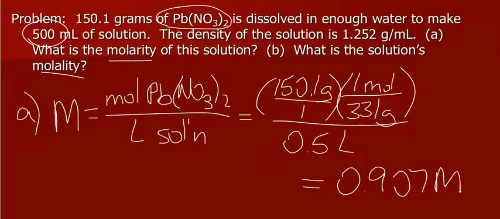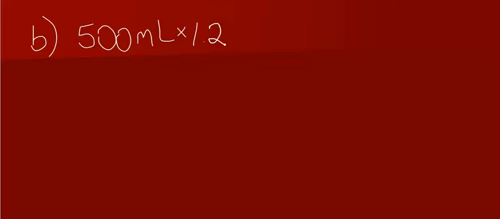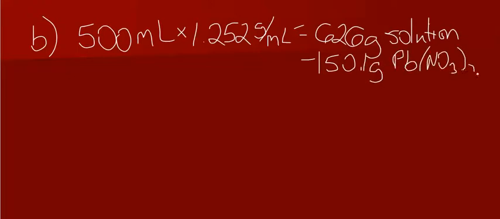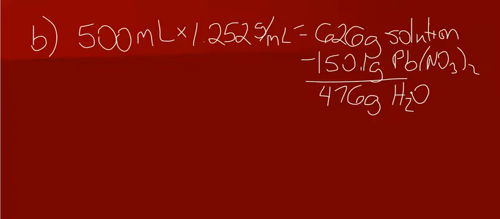Part B, what is the molality? Molality uses the same numerator, it's the denominator that is different. I do know that I have 500 mL of solution, and I know the density of the solution is 1.252 grams per mL. So I know the solution has a mass of 626 grams. That's for the whole solution. If I want just the mass of the solvent, which is water, I could subtract the grams of lead nitrate. So the mass of water, which is my solvent, is 476 grams.